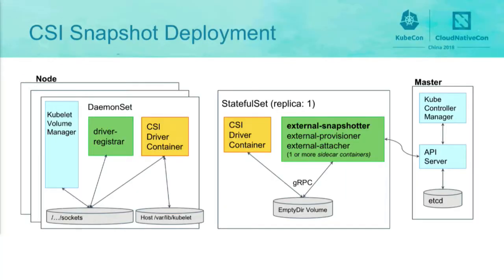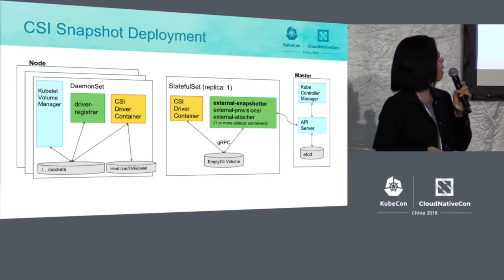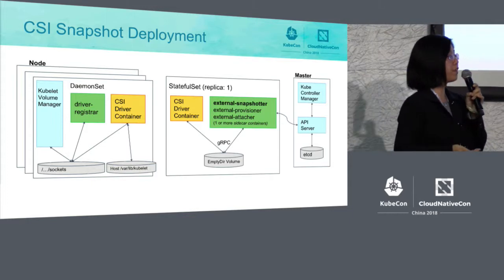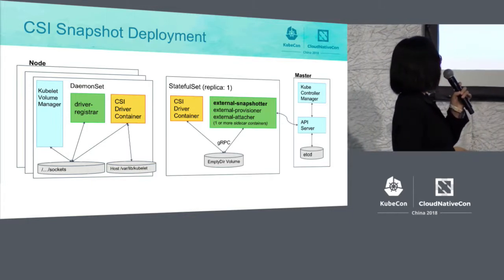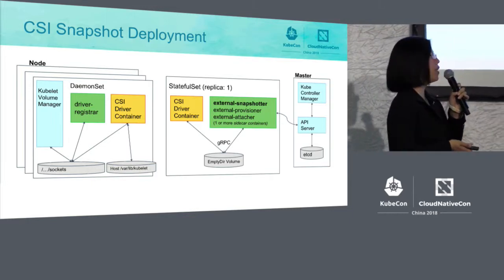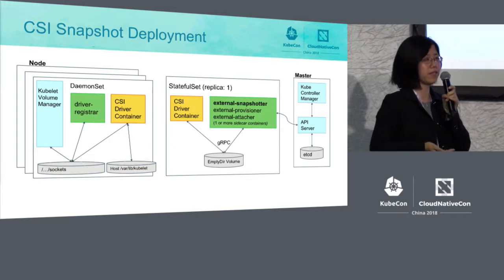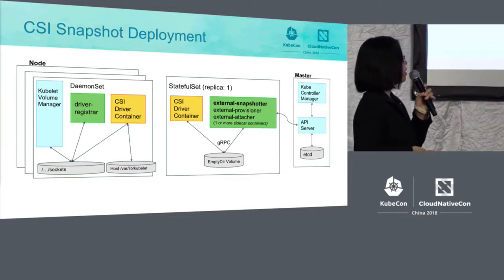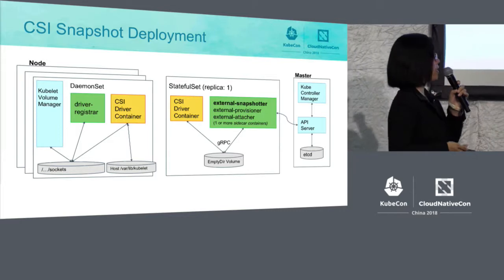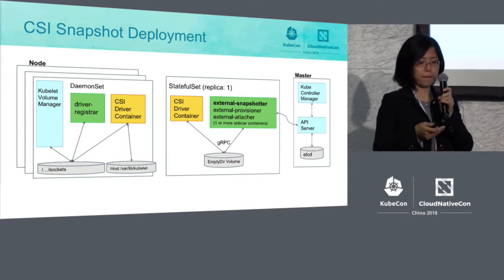And for the controller, we will use a stateful set to run the external controllers, including the snapshotter, provisioner, and attacher. They can run in a sidecar container. And they communicate with CSI drivers through gRPC. The controller can run on any node, or it can run on master, like Xing mentioned. The controller will watch the API objects through the API server.